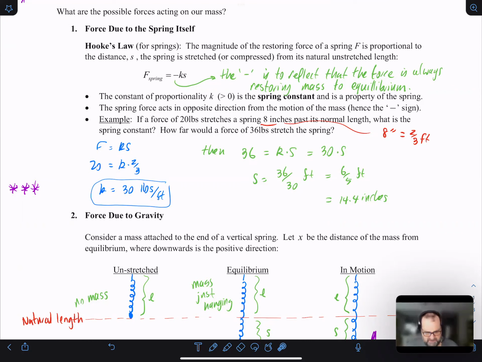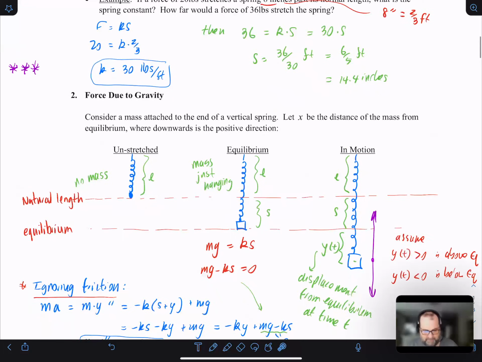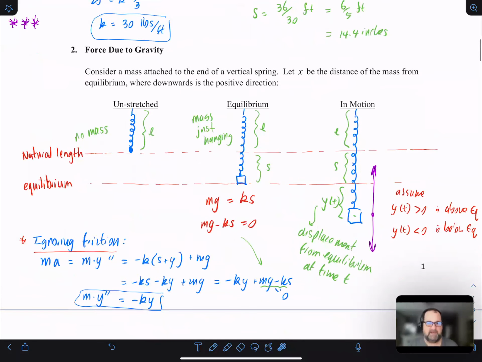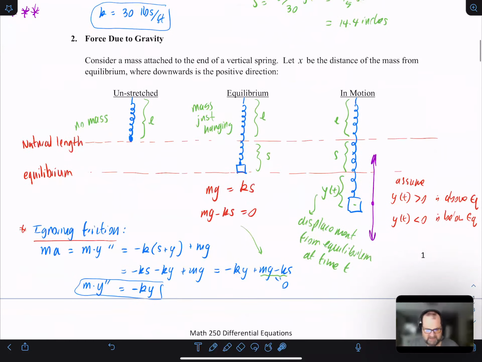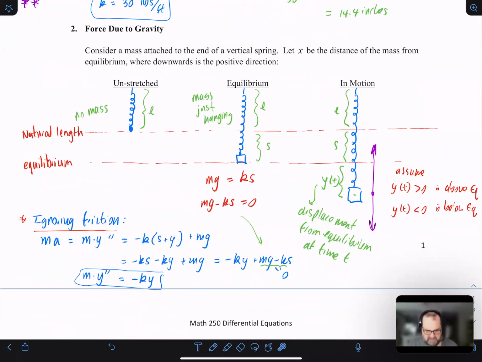All right, so this is our force due to the spring itself. It is minus ks. There is, of course, force due to gravity. If we imagine a spring hanging, then you would have to assume there is some gravity. So this is a little bit of explanation for something that's not too much of a complication for us in the end.